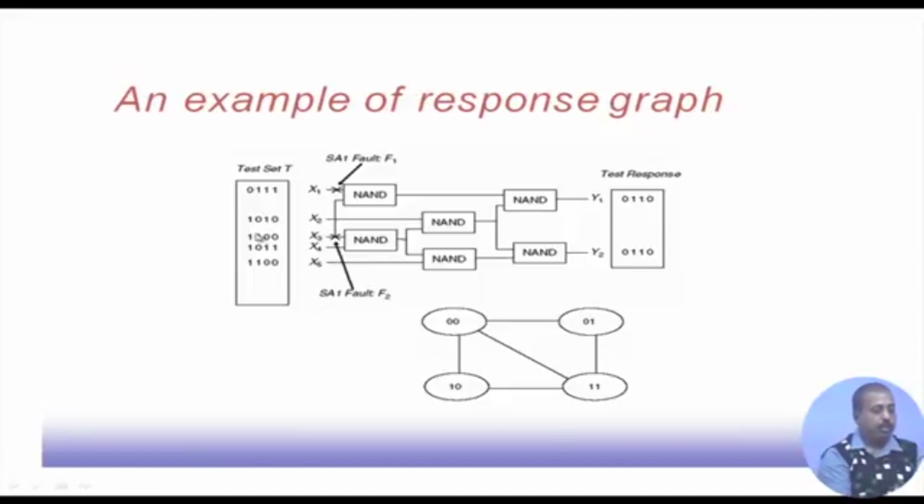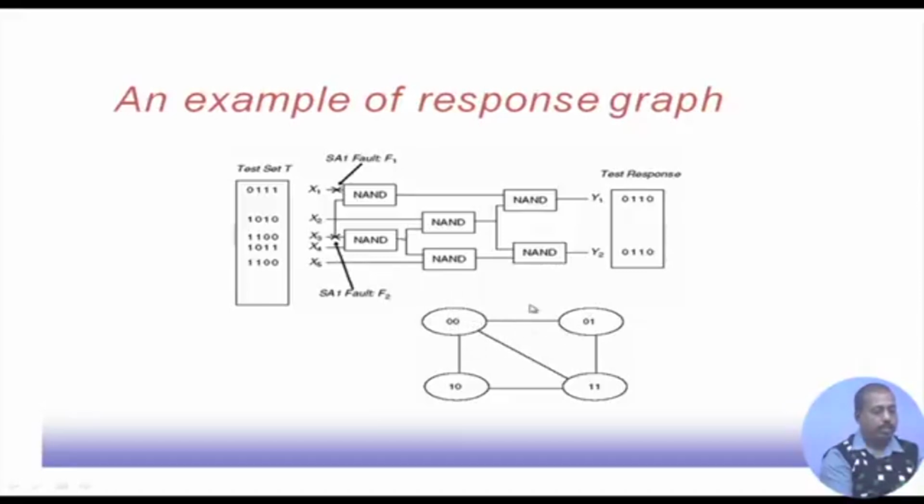Suppose this is the test set that we have, and this is the circuit that we have, and these are the patterns that are applied: 0 1 1 1. If we apply the first pattern, the response that we get is 0. Then if we apply the next pattern, we get the response as 1. Like that, different responses are obtained in the y1 line and y2 line. When the fault f1 is present, this response changes from 0 0 to say 1 1, or 0 0 to say 0 1.